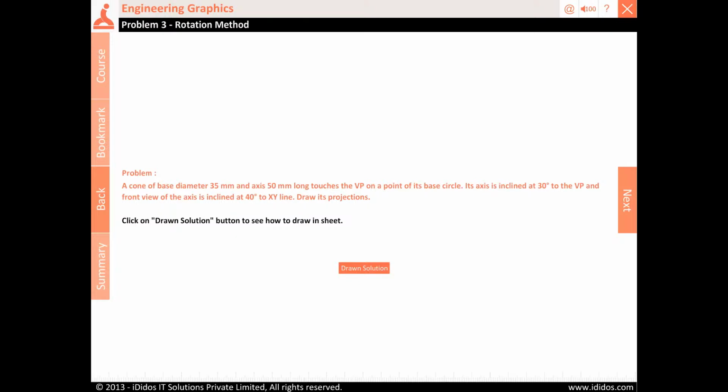A cone of base diameter 35 mm and axis 50 mm long touches the VP on a point of its base circle. Its axis is inclined at 30 degrees to the VP and front view of the axis is inclined at 40 degrees to XY line. Draw its projections.